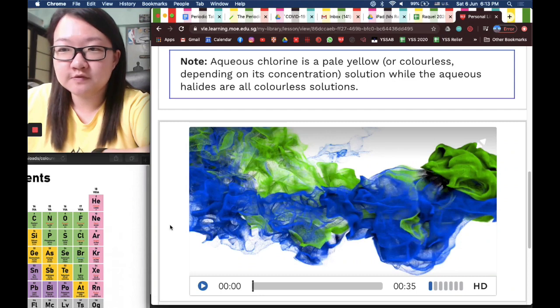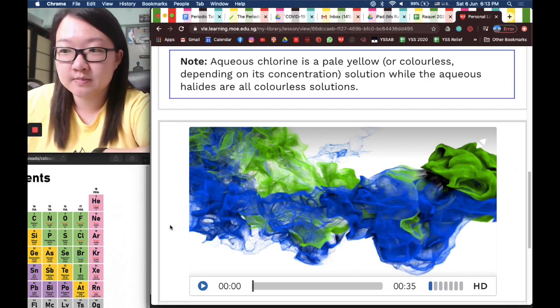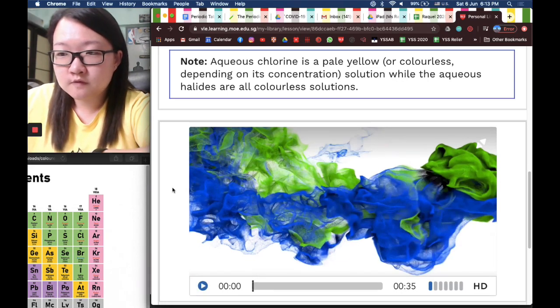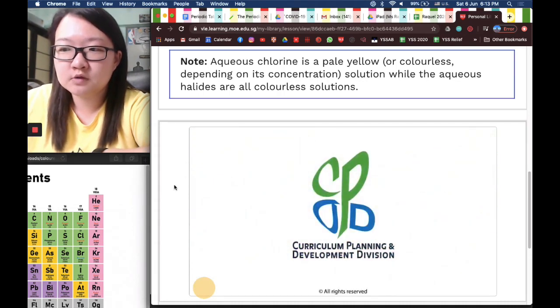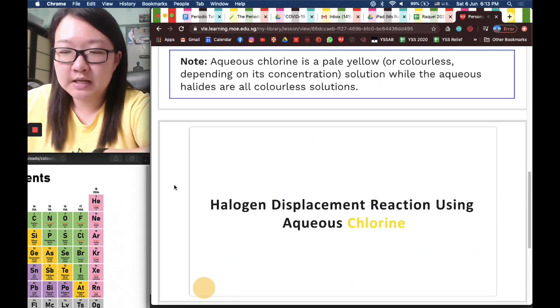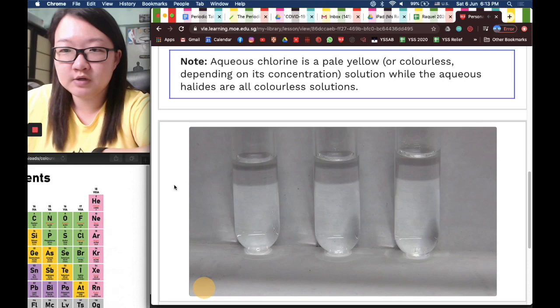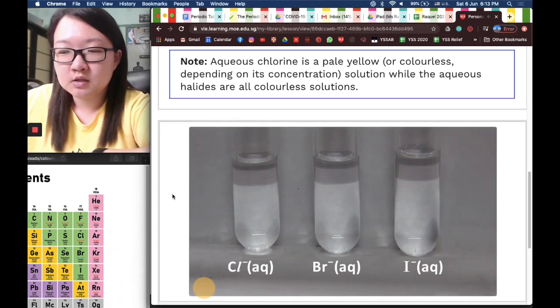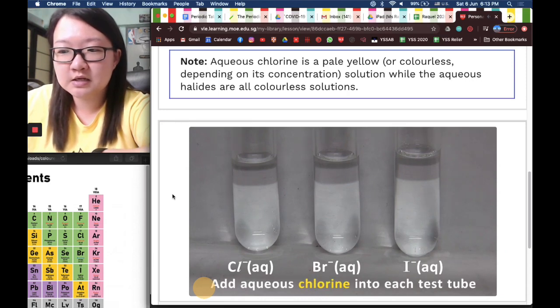Now let's watch a video to see how the displacement reaction happens in the chemistry lab, and hopefully with the visual representation and by seeing how the color changes work, you'll be able to appreciate this reaction a bit more. So let's have a look. Over here you'll see that there are three different test tubes filled with different halide solutions. You're going to add aqueous chlorine into each of them. The first one is a chloride solution, the second one is bromide, and the third one is iodide. So you're going to add aqueous chlorine into each test tube.